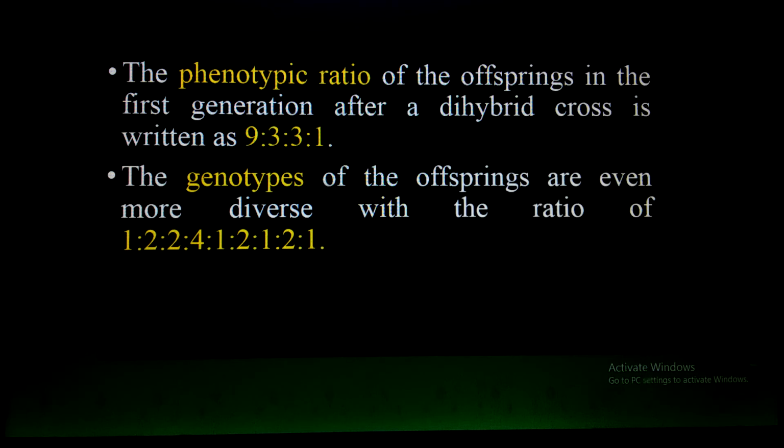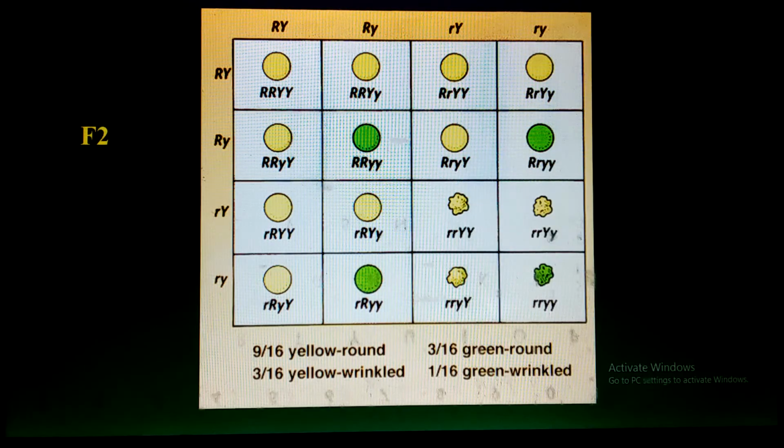Is it clear? And the genotypic ratio is different: 1 to 2 to 2 to 1. You can see here, this is the homozygous round and yellow. This is homozygous for round shape but heterozygous for the yellow color. This is heterozygous for the round shape and homozygous for the yellow color. This is heterozygous for the round shape and heterozygous for the yellow color. So the genotypic ratio is different, but the phenotypic ratio is 9 to 3 to 3 to 1.